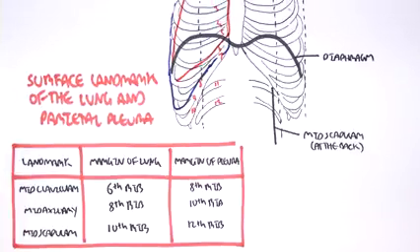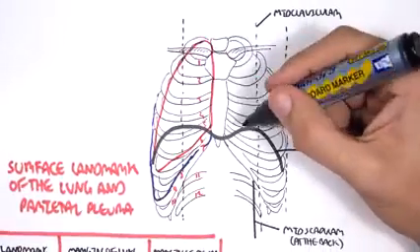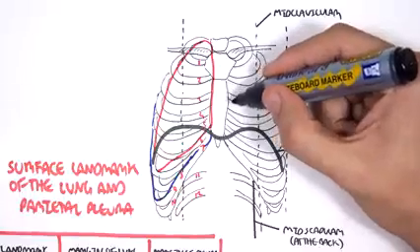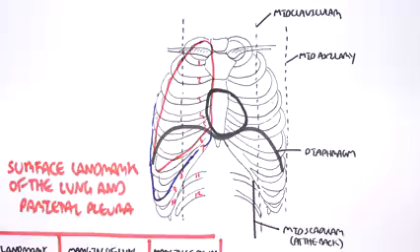Now the margins of the lung and pleura on the left side of the thorax is slightly different because of where the heart is situated. The heart sits somewhere here, because remember, the aorta goes up and it's behind the sternal angle.